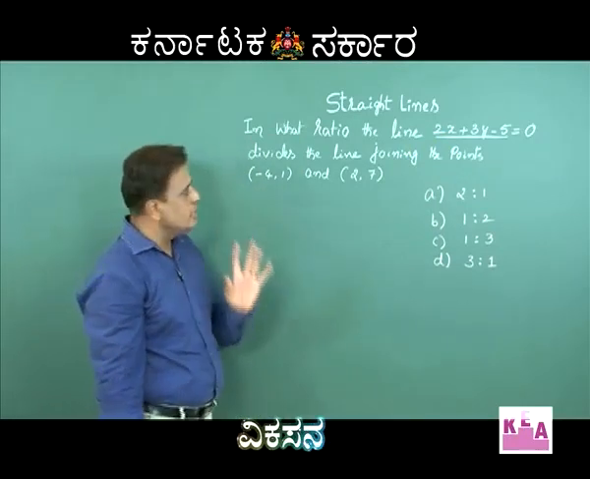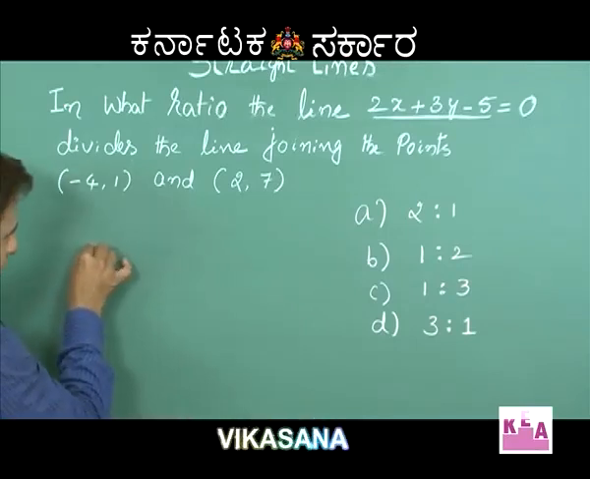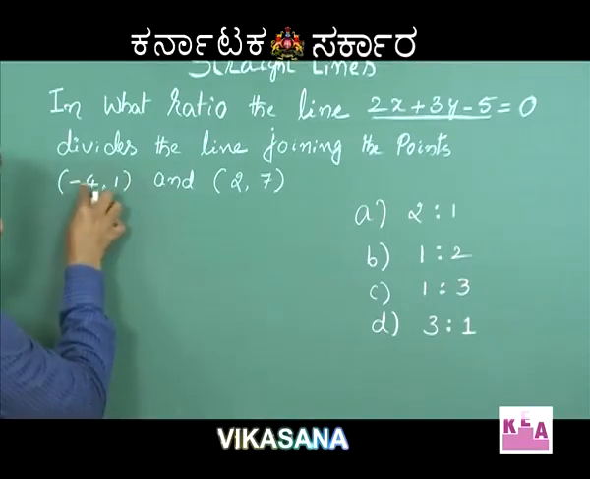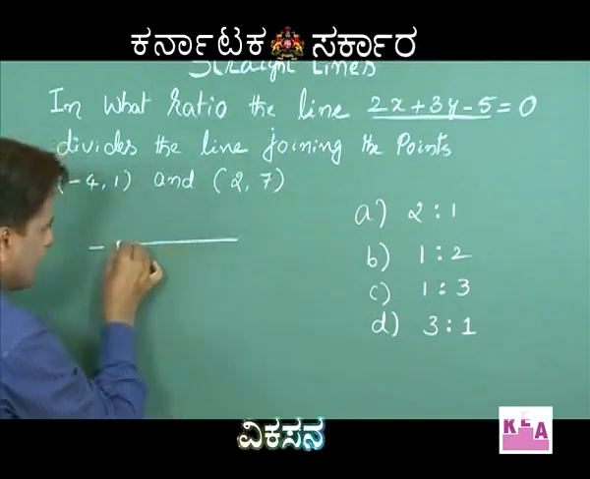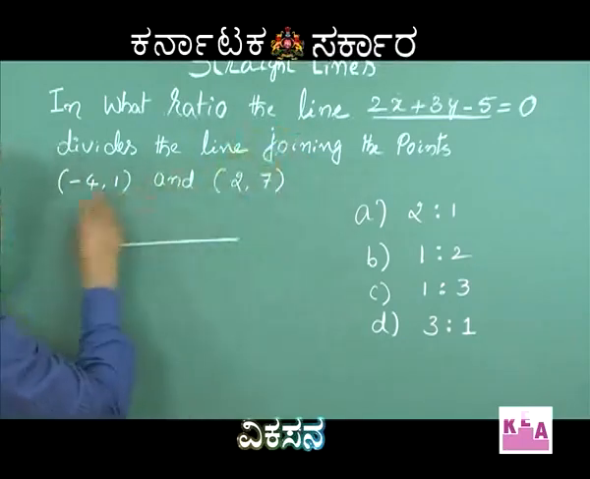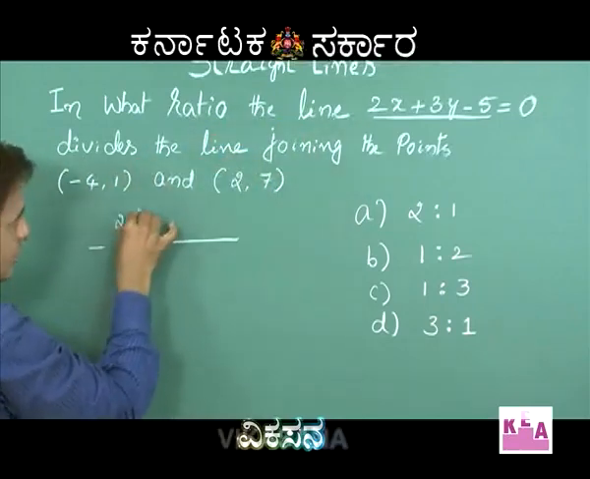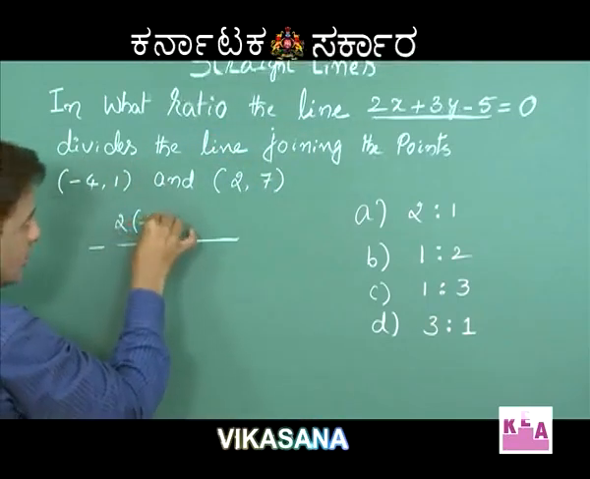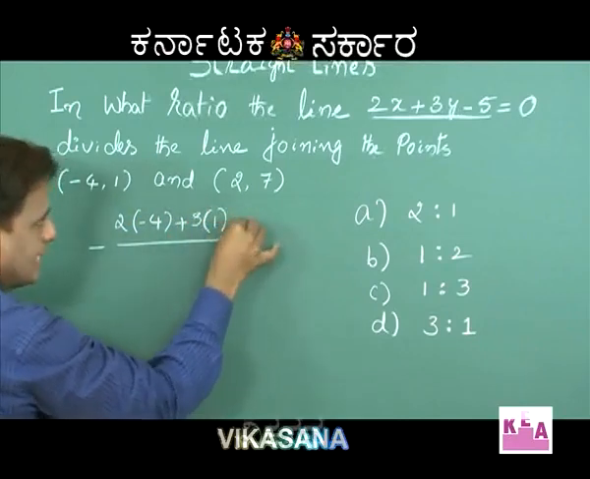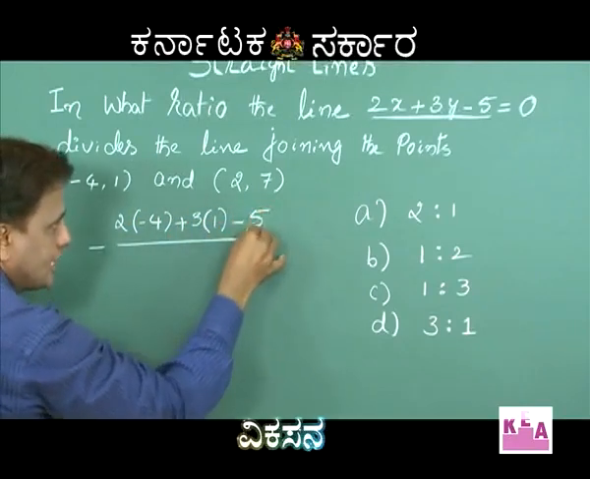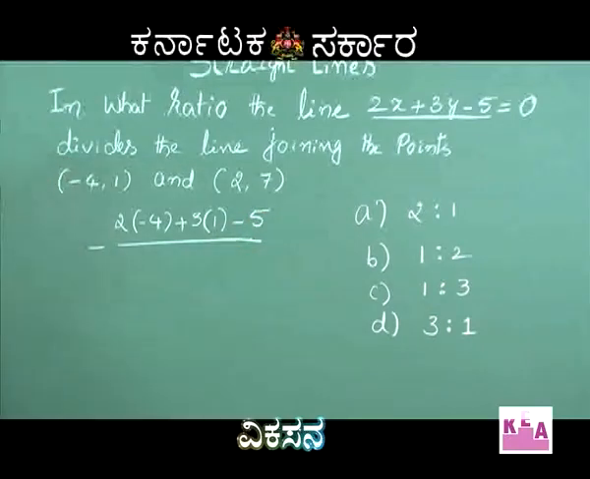The shortcut is: first take a minus sign, then substitute the first point in the LHS of the given straight line equation. 2 into, in the place of x, -4, plus 3 into, in the place of y, 1, minus 5. Don't substitute in the RHS. Again I will tell you.